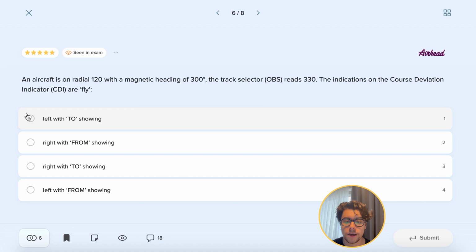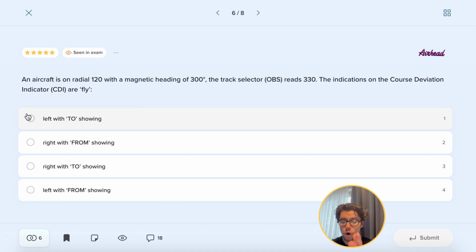For question number 6, an aircraft is on radial 120 with a magnetic heading of 300 degrees. The track selector, the OBS, reads 330. The indication on the course deviation indicator, CDI, is FLY. So now, what is happening? In these questions, I always recommend to think about them as if you were thinking about the reciprocals.